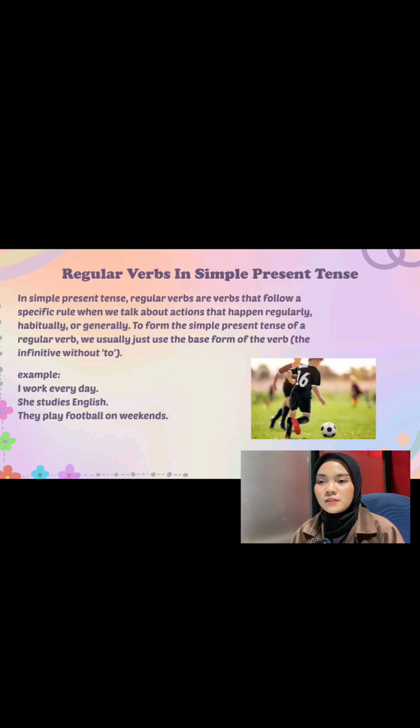Okay, next. Regular verbs in simple present tense. In simple present tense, regular verbs are verbs that follow a specific rule when we talk about actions that happen regularly, habitually, or generally. So for the simple present tense of a regular verb, we usually just use the base form of the verb, the infinitive without to. An example of a regular verb in simple present tense is I work every day. The second example, she studies English.